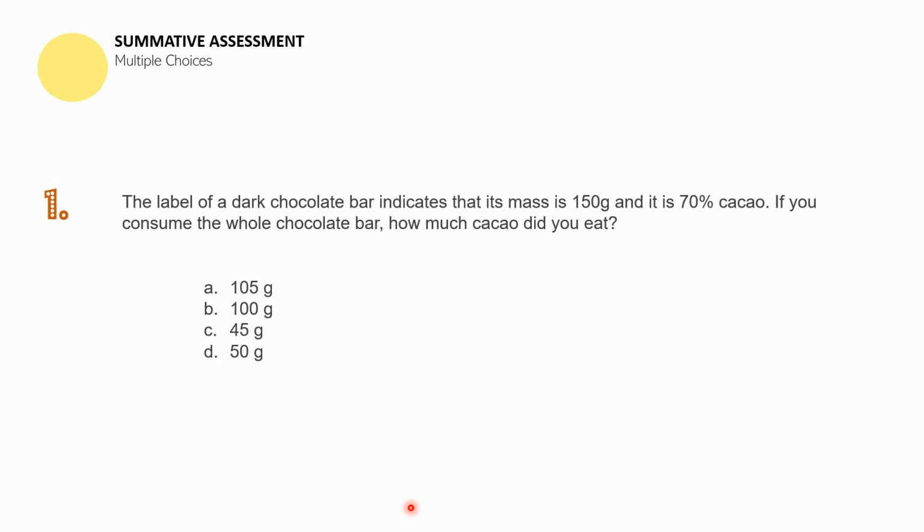Item number 1. The label of a dark chocolate bar indicates that its mass is 150 grams and it is 70% cacao. If you consume the whole chocolate bar, how much cacao did you eat? A, 105 grams, B, 100 grams, C, 45 grams, and D, 50 grams.